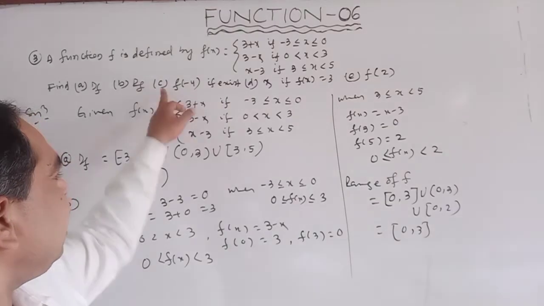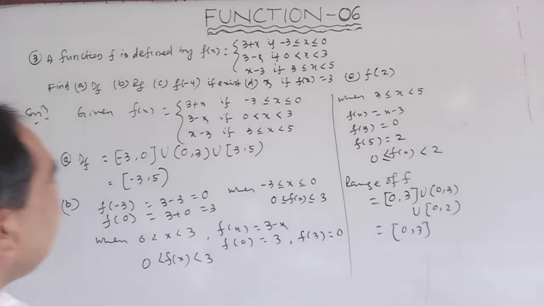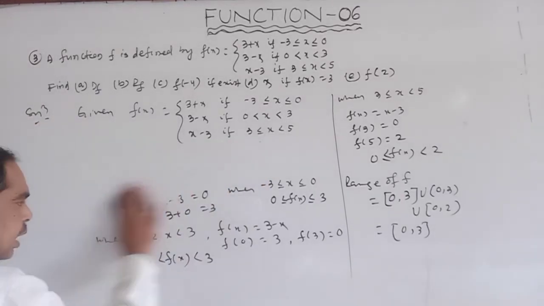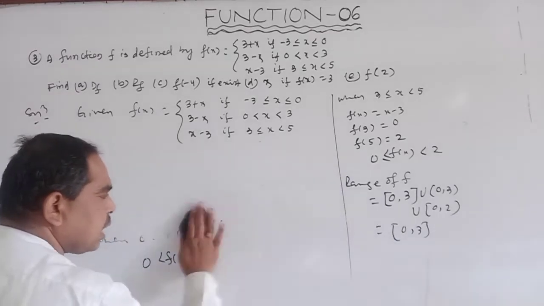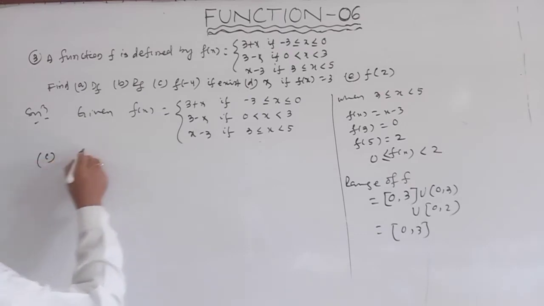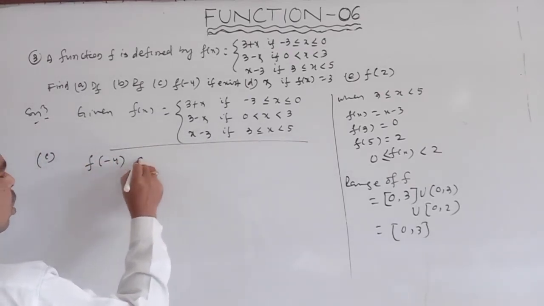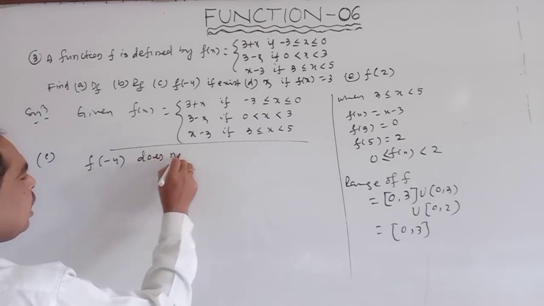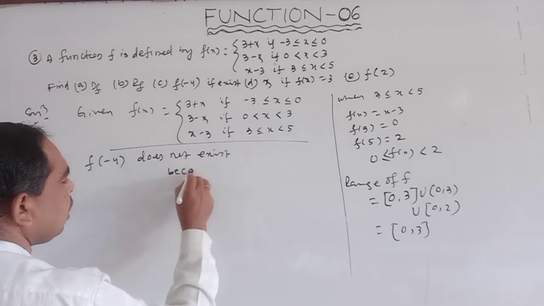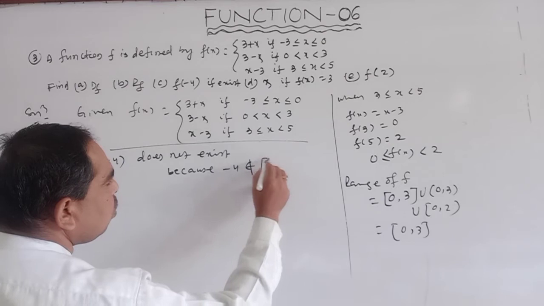Next, find f of -4 if it exists. f of -4 does not exist because -4 does not belong to -3 to 5.